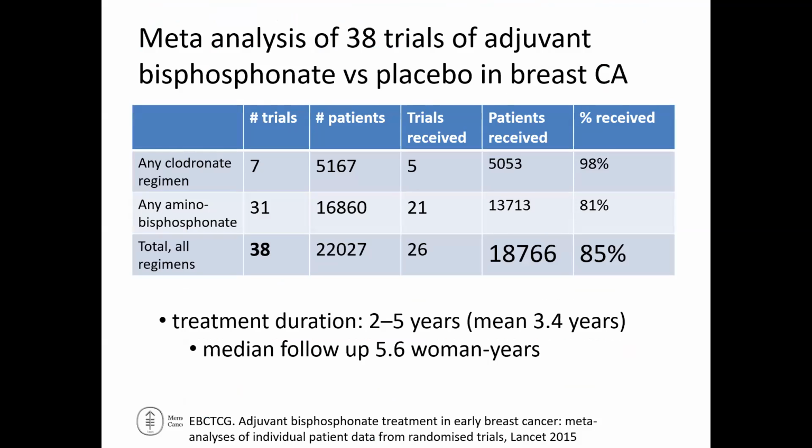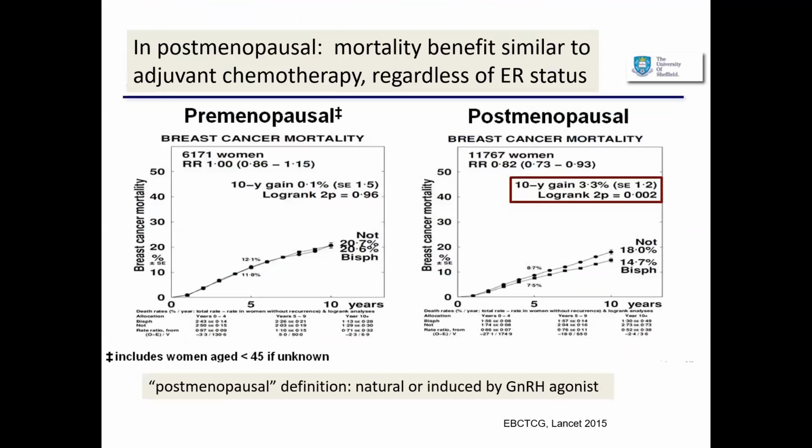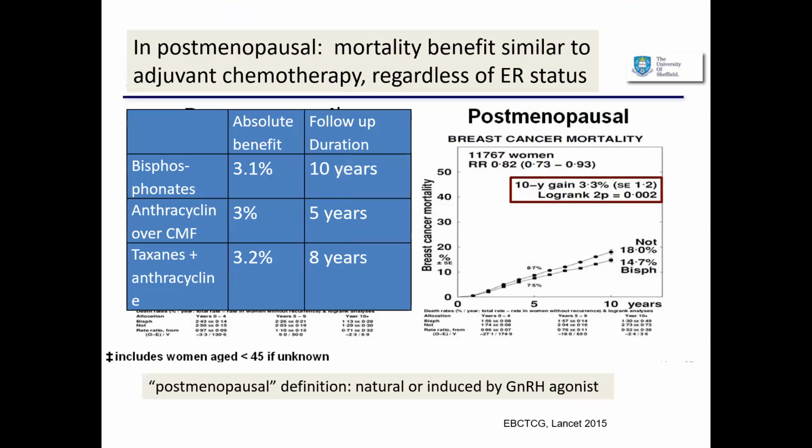Now, when we go back to bisphosphonate data, we think of this big meta-analysis that was published a while back. In this study, they looked at all these multiple bisphosphonate trials over the years, and they pooled them. And you see here, they had tons of patients, and the treatment duration mean was 3.4 years, median follow-up 5.6 women-years. Okay. And you click one more time, Nicole. So in this meta-analysis, there was no benefit in premenopausal women, but in postmenopausal women, of course, that's where the big benefit was. The absolute benefit, again, this is a meta-analysis, but it was comparable to adjuvant chemotherapy here, okay? Postmenopausal in this analysis was defined as natural menopause or induced by chemotherapy.